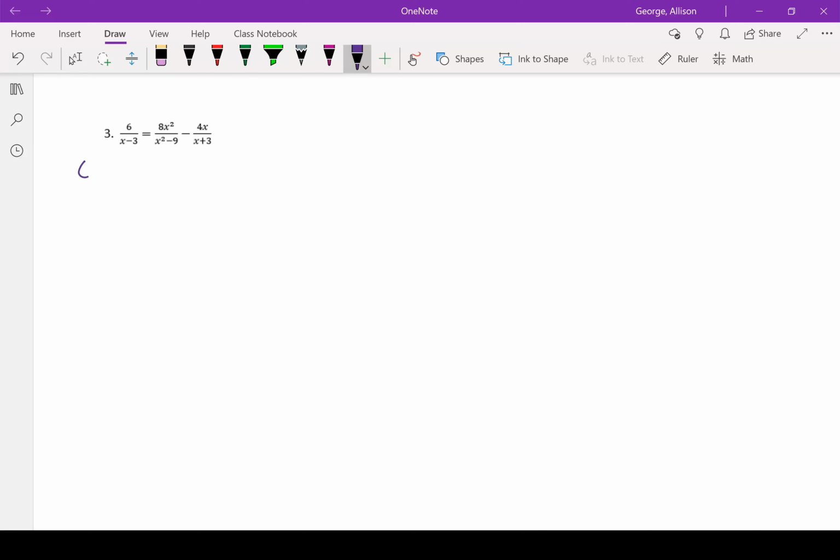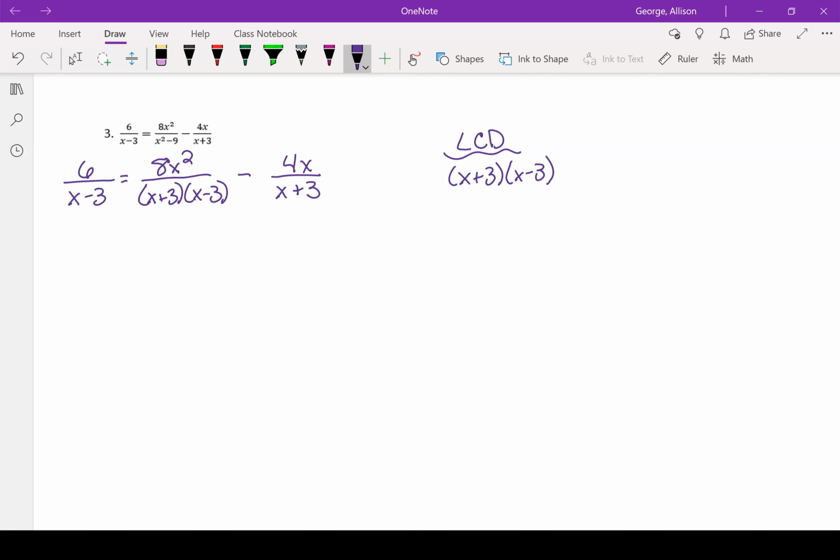Alright, so we have 6 over x minus 3. That's the second fraction, that's a difference of 2 squares. So it'll be x plus 3 and x minus 3. And then minus 4x over x plus 3. Alright, so those are the things we're looking for. So our least common denominator is going to have to be x plus 3 times x minus 3. We need both of those pieces.